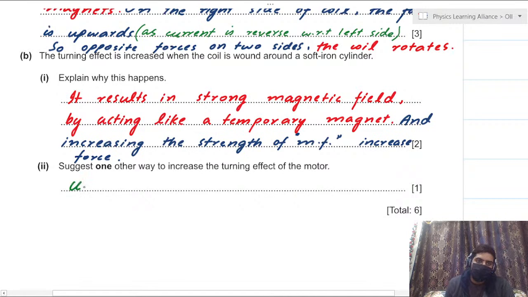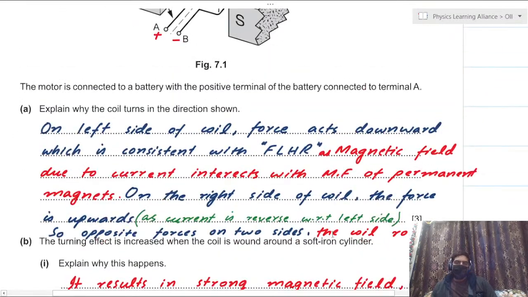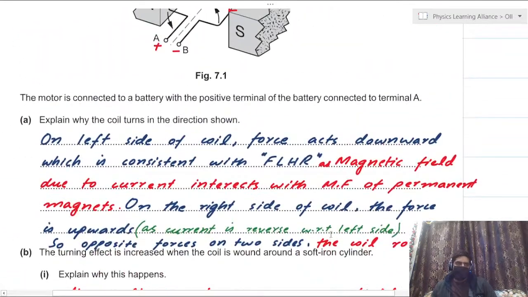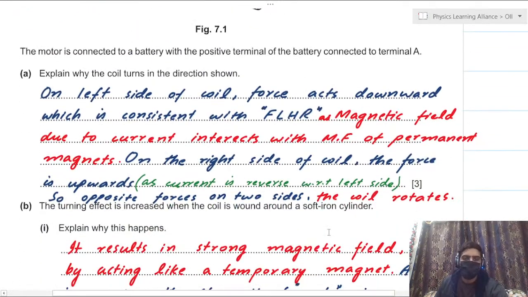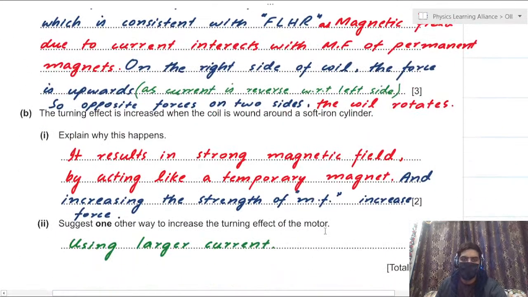If you use a larger current, or increasing the amount of current, this is one of the things. Another one of the things is to increase the number of turns of the coil. All right, that is another way. So that is it for this one question, which is question number 7 from paper 2 2021.